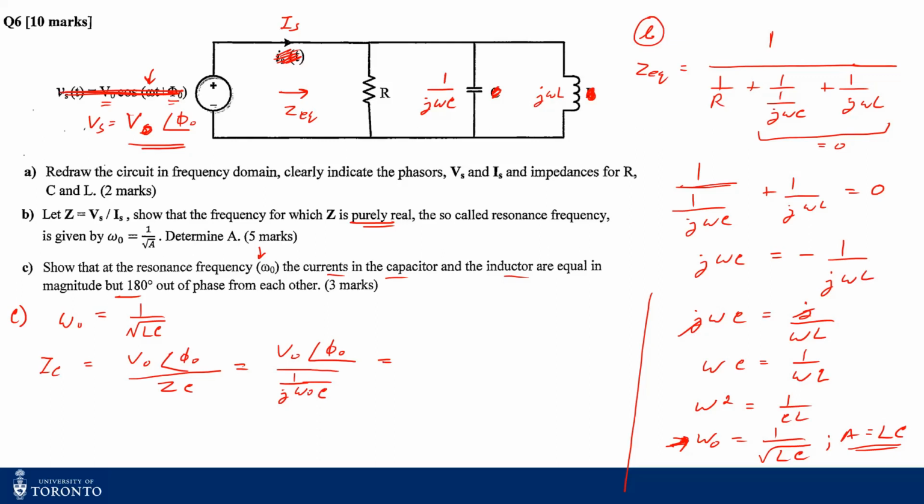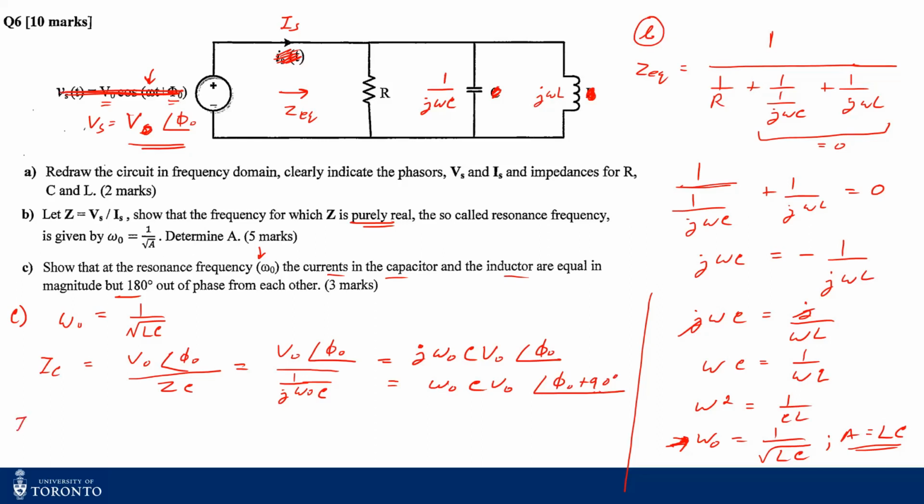This is equal to what? j omega naught C V naught phi naught, right? So you see, instead of omega, I'm writing omega naught because they have asked what's happening at resonance. Now, what does this j do? If you multiply a number by j, that means you are just adding a 90-degree phase shift, right? So this basically means omega naught C V naught, phi naught plus 90 degrees, right? So that's my IC.